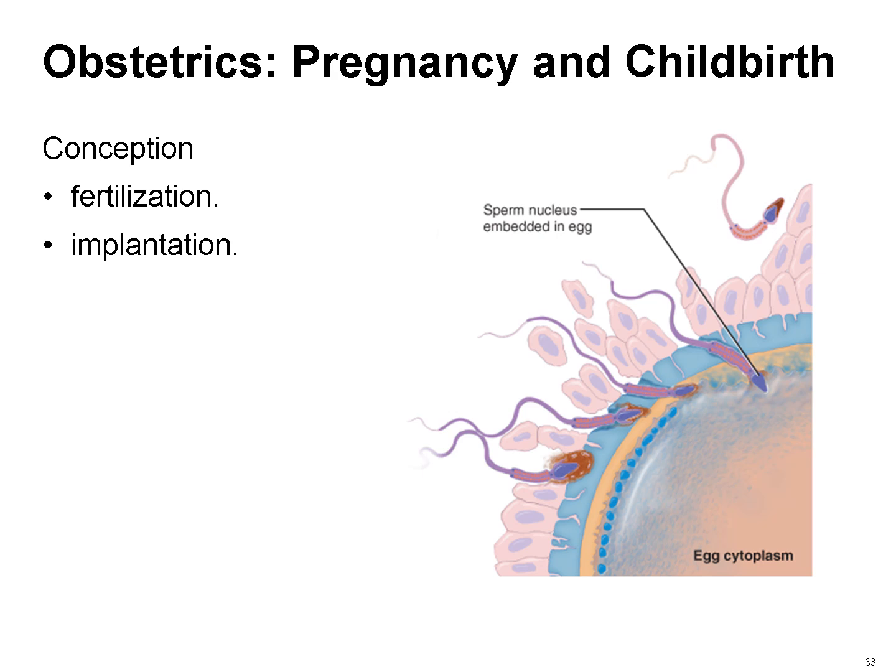The zygote begins to divide and grow as it travels toward the uterus, forming a structure called a blastocyst. The blastocyst contains a fluid-filled cavity and an inner cell mass that will develop into the embryo. Once in the uterus, the blastocyst burrows into the endometrium. This process, known as implantation, secures the developing embryo and establishes the placenta to support growth.